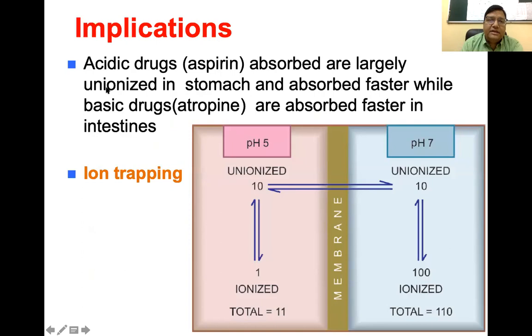So that is the implication of this calculation or formula: acidic drugs such as aspirin are absorbed largely unionized in the stomach, because in the acidic pH weak acids will be lesser ionized and absorbed faster, while basic drugs such as atropine are absorbed faster in the intestine, where the pH is more basic. So basic drugs are absorbed in the basic media, that is the intestine. Acidic drugs are absorbed more in the acidic pH, that is the stomach.